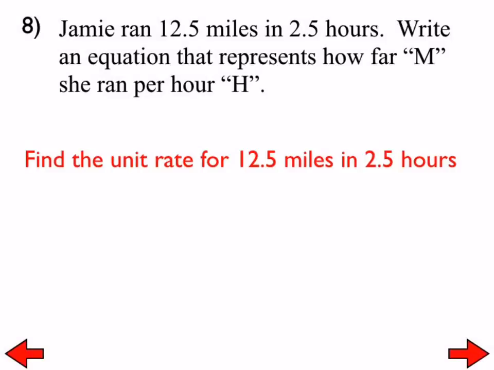But the unit rate here is 5 miles per hour, and since it's 5 miles per hour, that would mean M equals 5H. To find the number of miles, you multiply the number of hours by 5. In other words, the amount of miles is always 5 times as big as the number of hours. Okay? All right, go ahead and do the same thing for number 9 and number 10, and then we are finished for today.